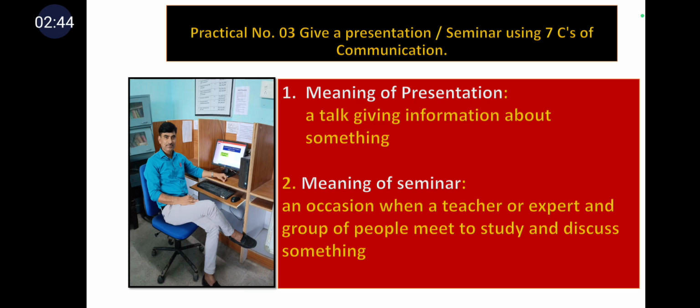So this is presentation. And what does seminar mean? An occasion where a teacher or expert and a group of people meet to study and discuss something. It may be that the organization is facing some issue. It may be about retention of the employees, that the employees are simply leaving one particular organization. So why do the people leave one particular organization? There might be some reasons. So the expert people from that area, those who are really expert and experienced in that particular area, may be called, and they discuss that particular topic of common concern. And that is what a seminar is.